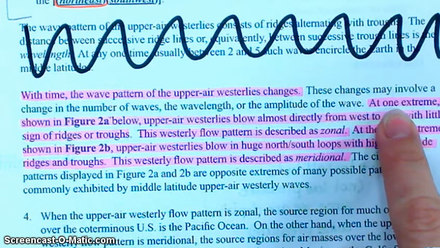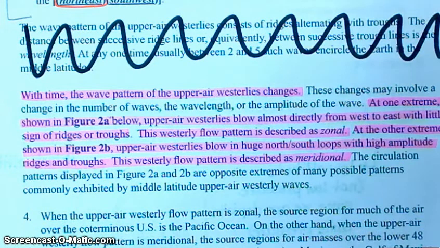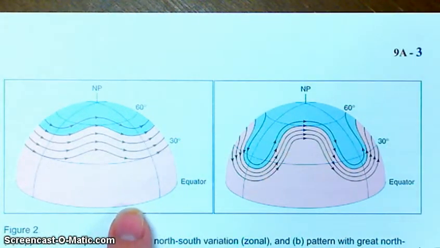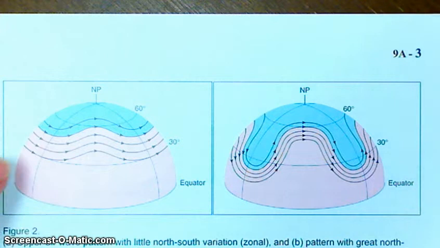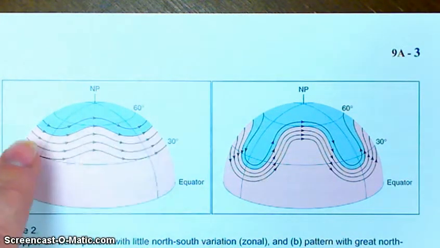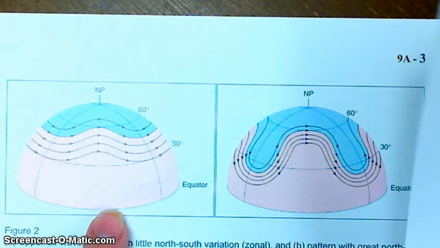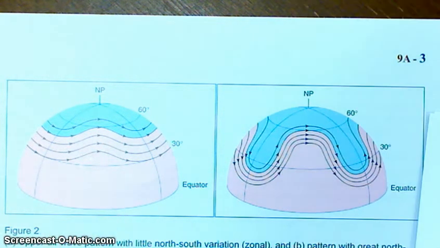At one extreme, shown in figure 2A below, so this is figure 2A, the upper air westerlies blow almost directly from west to east with very little signs of ridges or troughs. So there's a little bit of curvature, but not much. They almost blow directly west to east. This westerly flow is described as zonal.